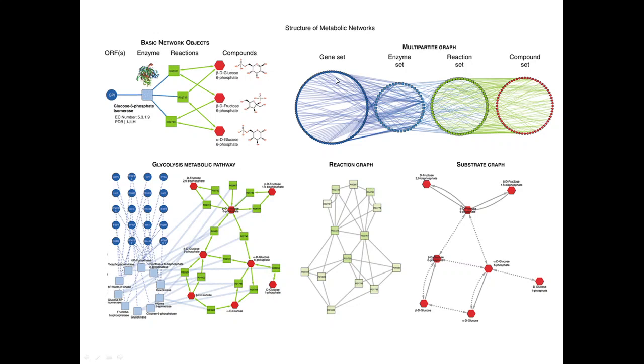Then there can be the structure of a metabolic multipartite graph. The multipartite graph looks like this. Here is a gene set, then an enzyme set, then a reaction set, then a compound set. These are different partitions, so it is multipartite. Then this is the glycolysis metabolic pathway, and you can see different images here. The glycolysis pathway means one reaction is getting converted into another reaction. This one is a reaction graph. This one is a substrate graph.